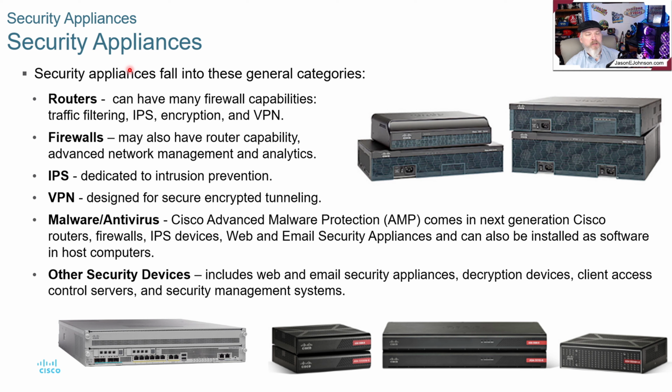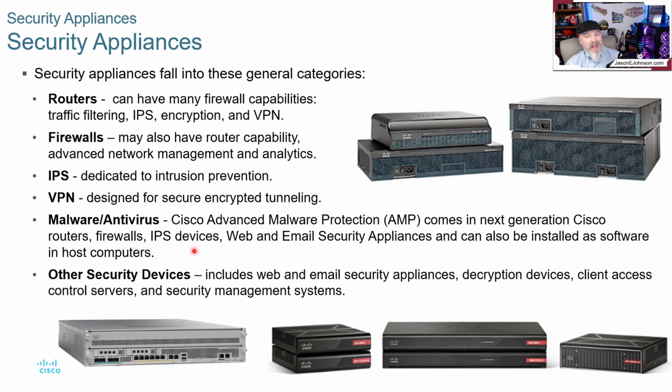Now, when we talk about security appliances, there are different types of appliances that we have. We have routers. They can have firewall capabilities. They can do traffic filtering, IPS, encryption, and use VPNs. Firewalls, hardware or security appliances, may also have router capabilities, advanced network management, and analytics. You might have an IPS that's dedicated to intrusion prevention, an intrusion prevention system. A VPN is designed for secure encrypted tunneling, a virtual private network. So you create a point on each end and you're essentially tunneling, or creating a hole, to encrypt all your data to go from one side to the other.